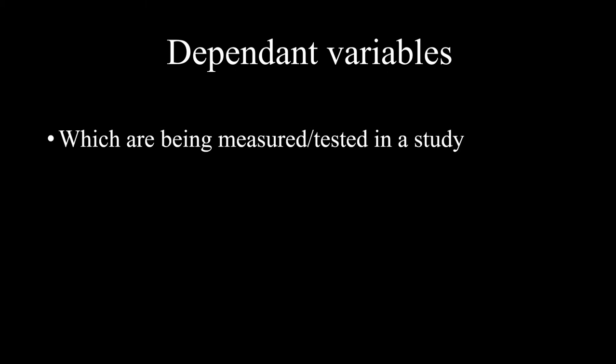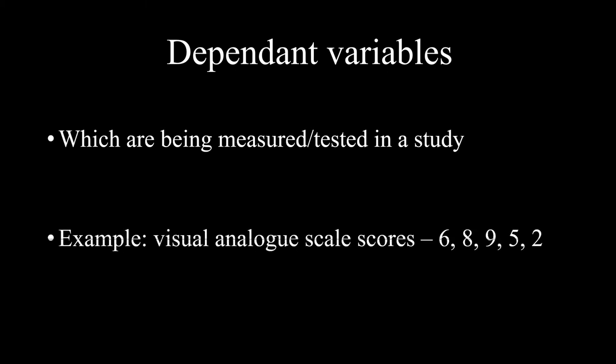Dependent variables are those which are being measured or tested in a study. So for example, visual analog scale pain scores are taken, and this is an example of a dependent variable.